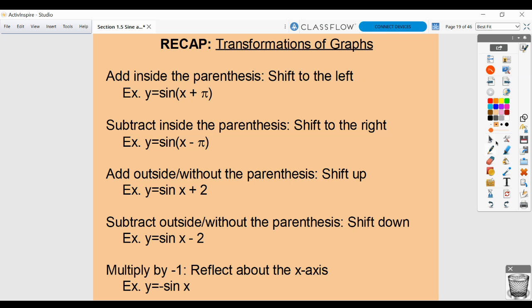So if we have the original y equals a sine(bx minus c) plus d. If you're inside of the parentheses, that's the c. If you're outside of the parentheses, that is the d. So if you're inside, you're going left or right. If you're outside, you're going up or down. And then if you have a negative sign in front of your a, then you are reflecting.